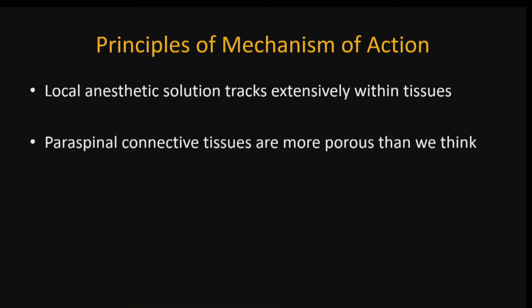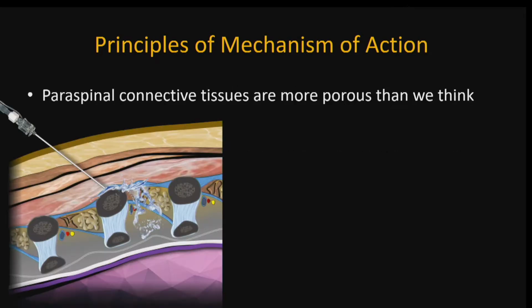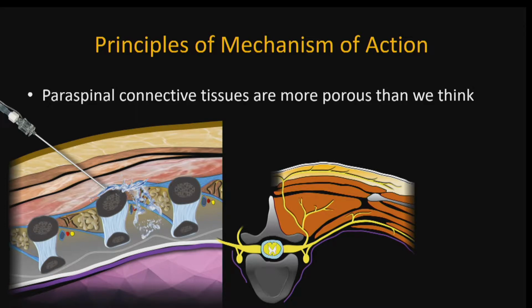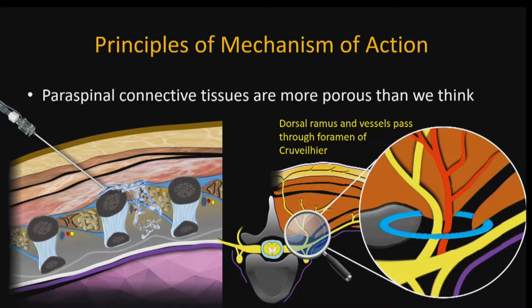The second principle that underlies what we think are the mechanisms of action are that the paraspinal connective tissues are much more porous than we think. There are perforations in the intertransverse connective tissues that allow local anesthetic deposited under the erector spinae muscle to trickle through anteriorly and thus reach the paravertebral space and the epidural space. Such perforations exist to allow the dorsal rami and accompanying vessels to arise and ascend to the surface to supply the back muscles and the cutaneous tissues of the back. And these are called the foramen of Cuvier.